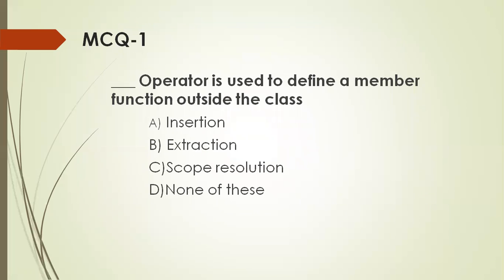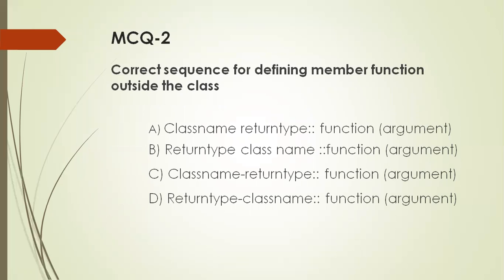Let us revise what we have studied with some simple multiple choice questions. Which operator is used to define a member function outside the class? I have given several examples. When you are defining a member function outside the class, you have to make use of the scope resolution operator. The correct answer is C. Correct sequence for defining a member function outside the class: return type, class name, scope resolution, function name, and argument. So the correct answer is B.